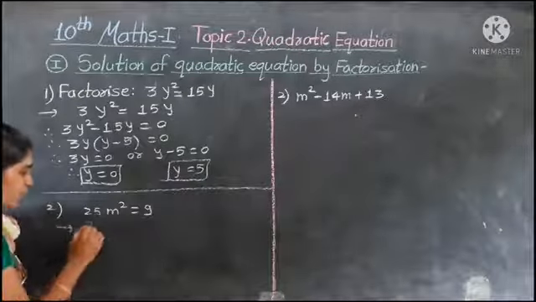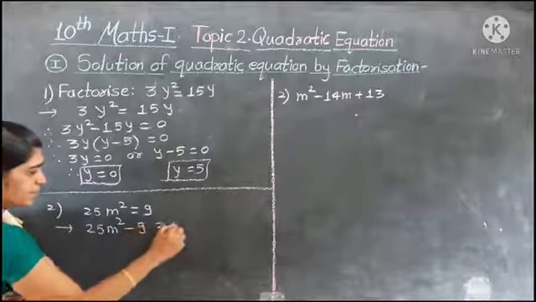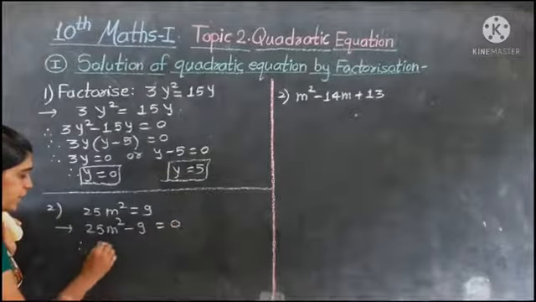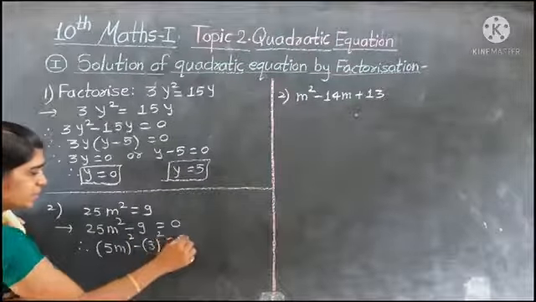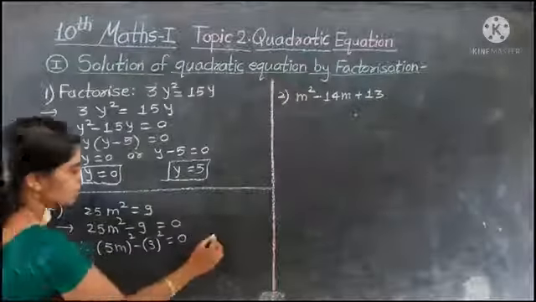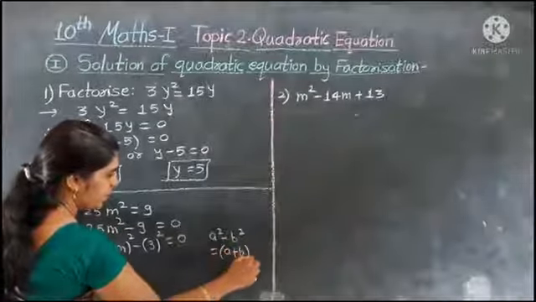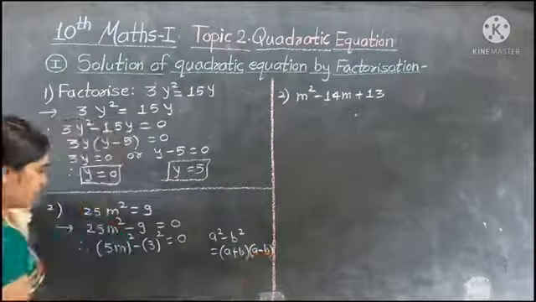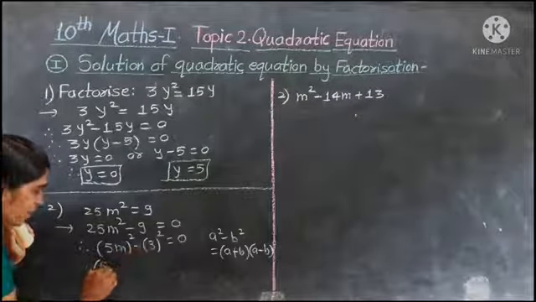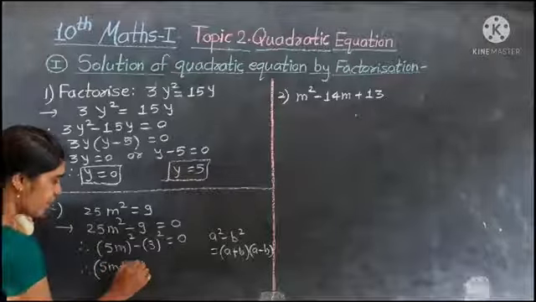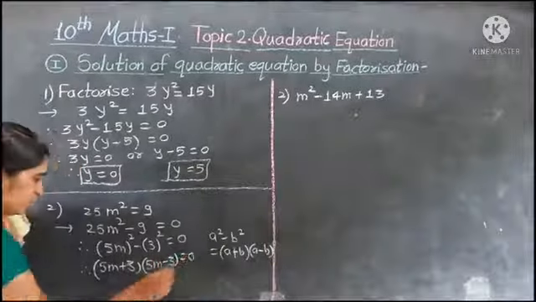Similarly here, you can write this as 25m square minus 9 is equal to 0. You write this as 5m bracket square minus 3 square is equal to 0. So it is of the form a square minus b square is equal to a plus b and a minus b. Here a is 5m and b is 3. A plus b means 5m plus 3, and 5m minus 3 is equal to 0.